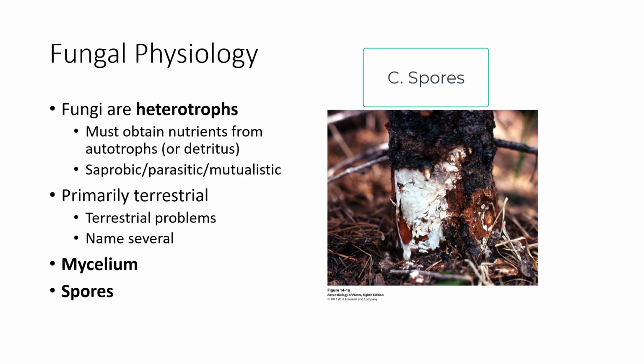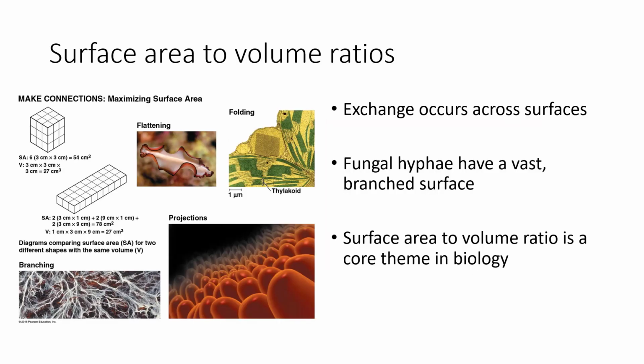And spores, if you remember, are haploid, and that means the fungus, for most of its life, most fungi are haploid. And this mycelium allows them to have a large surface area to volume ratio. So exchange occurs across surfaces. Think about the alveoli in your lungs or the villi in your intestines. These are surfaces across which exchange occurs. And fungi use their mycelium to absorb things from the environment.